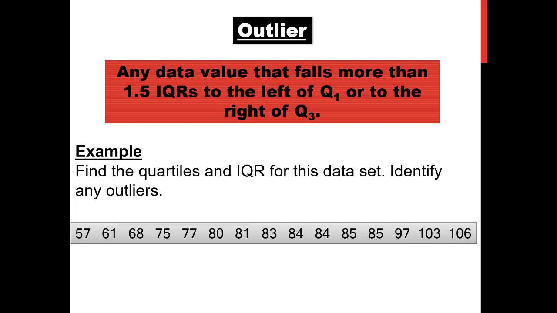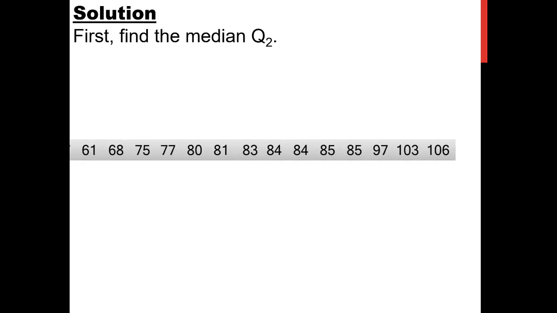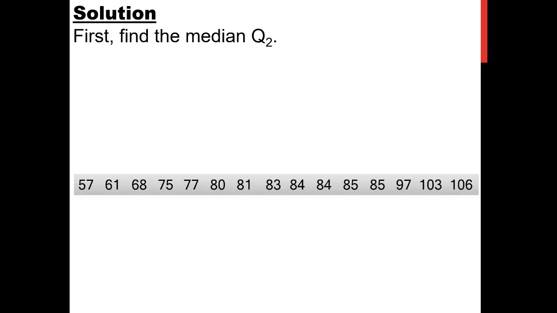So we have 15 data values here. To identify the outliers, I have to first find the quartiles and define the IQR. So we'll take our data set here and find the median. In a data set with 15 data entries, there will be a central value. We don't have to find an average. So the central value here is 83. That leaves 7 data values to the left and 7 data values to the right.